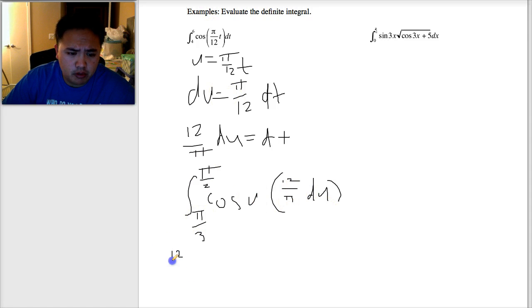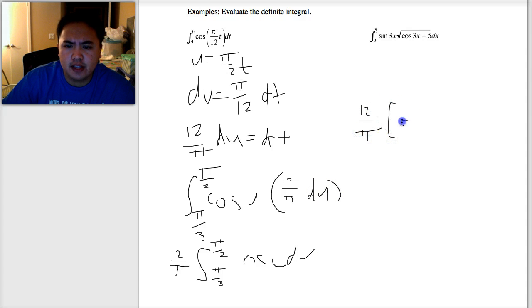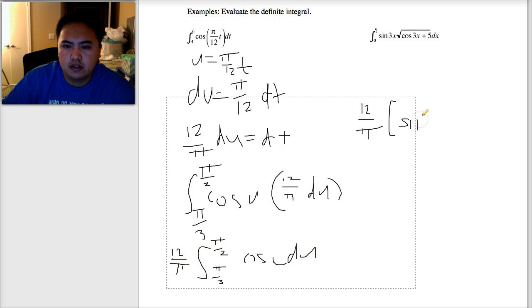Very first thing, I'll pull out 12 over pi. The bounds are still here. Sorry, it takes a while. Cosine u du. Now, do you guys remember what the antiderivative of cosine u is, or what the antiderivative of cosine is? Yeah, it's sine. So 12 over pi, bracket, sine u, from pi over 3 to pi over 2.